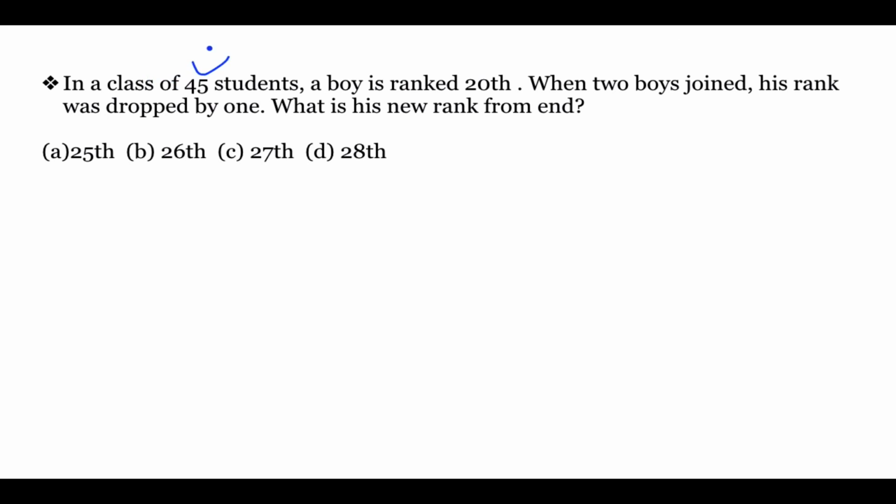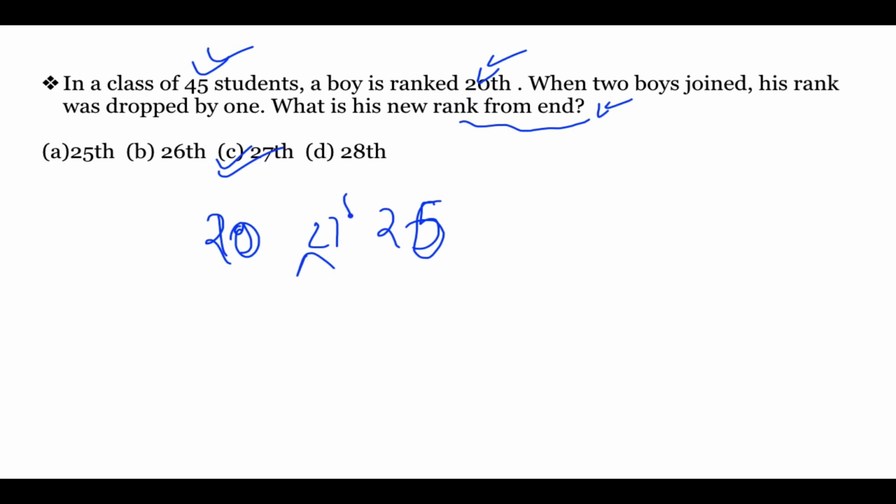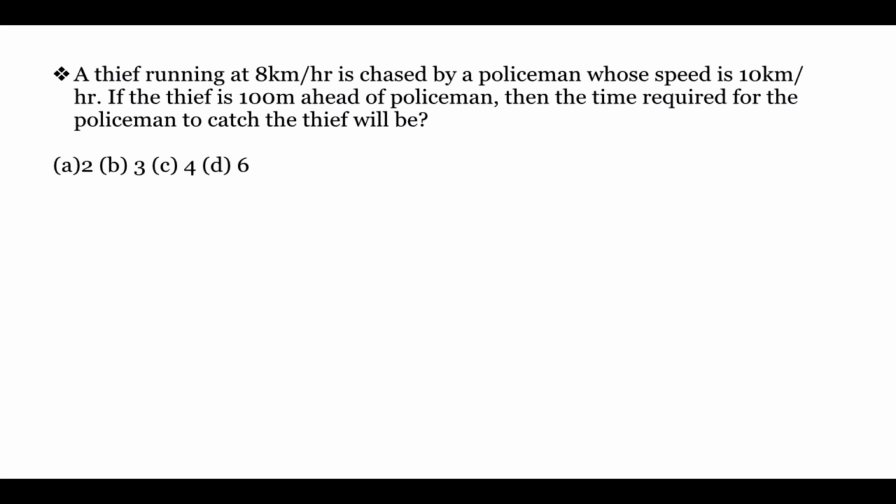In a class of 45 students, a boy is ranked 20th. Since you have to find the rank from the end, the people behind him are 25 and ahead of him are 19. He is here. Two boys join ranking ahead of him and his rank drops by 1. So one is obviously ahead, now it becomes 20 ahead, and now 26 behind. So what is his rank from the end now? It is 27th. He is the 27th person from behind, or 21st from ahead, one and the same thing.